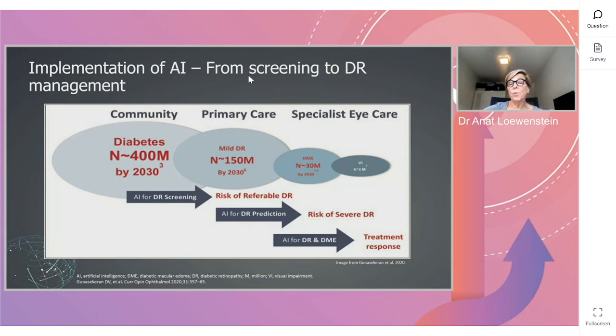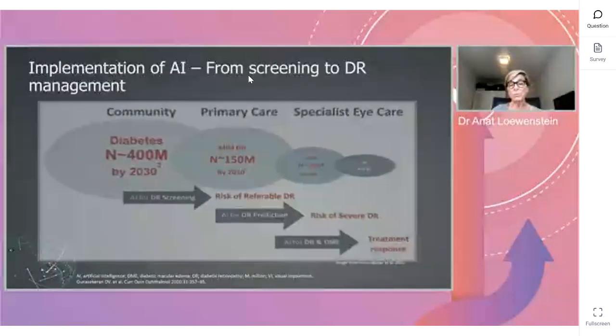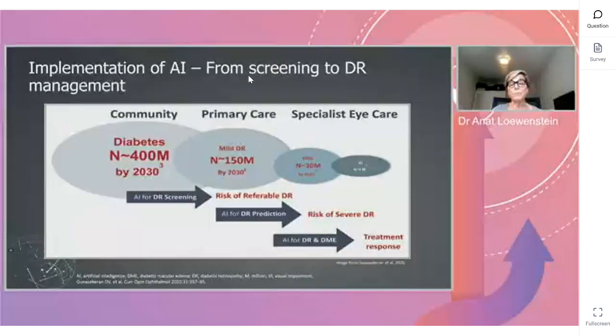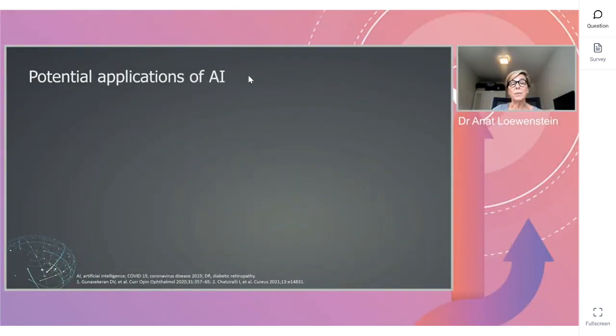So this is just to show how the numbers are evolving, and so there are so many diabetes patients, 400 million projected to be in 2030. They'll have mild diabetic retinopathy that can be treated by the primary care physician. They'll have a more severe disease with diabetic macular edema, and they will have a vision impairment. And we would like to try and prevent this occurrence by screening patients early and treating them early.